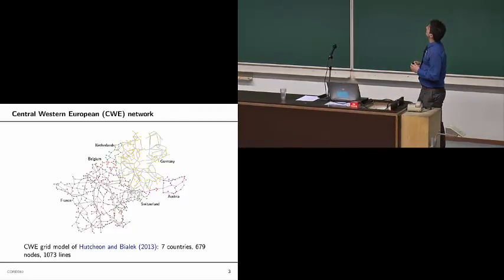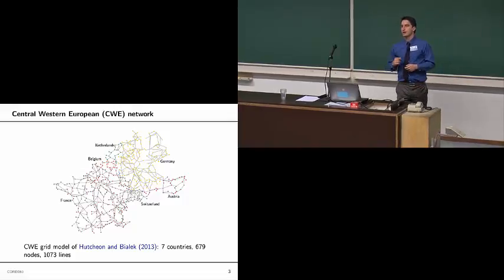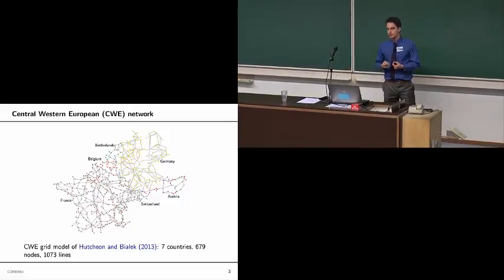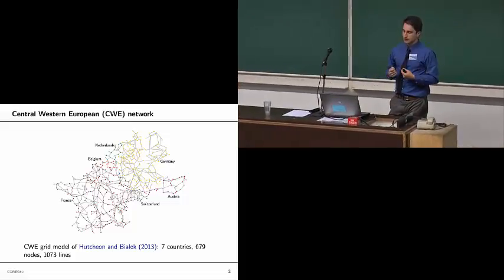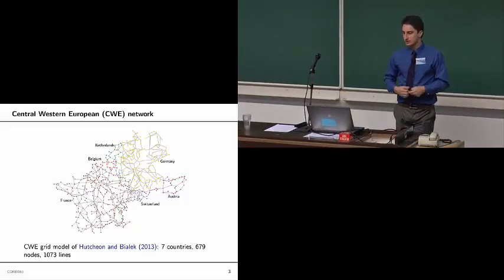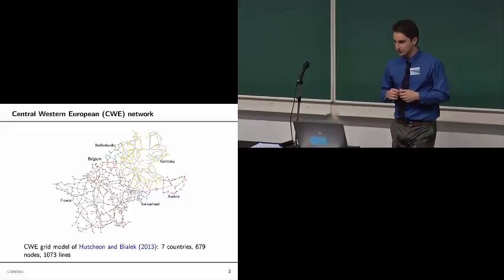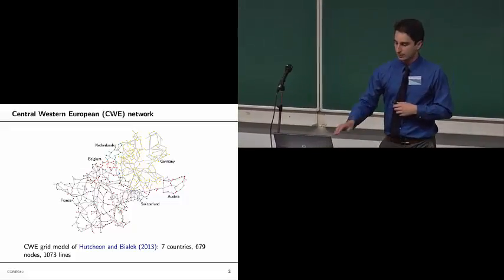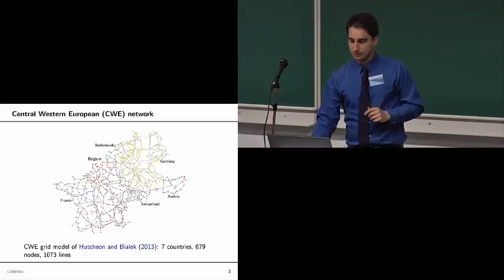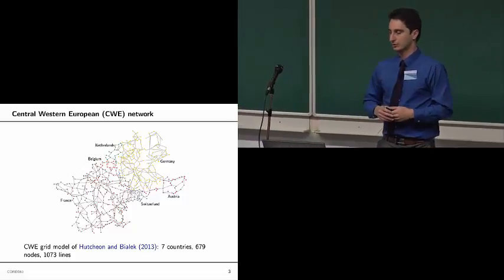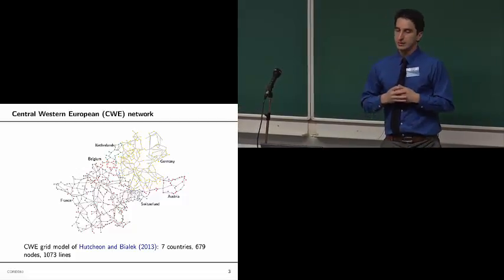So this is the Central Western European electricity market, and the title of the presentation refers to industrial scale because the model we're looking at encompasses 7 countries that consist of 679 nodes and 1,073 transmission lines, and I'll give you more specific details about the size of the model in terms of variables and constraints in the following slides.